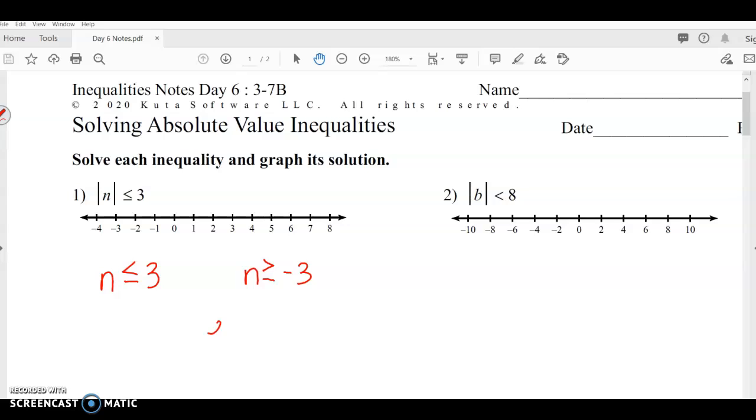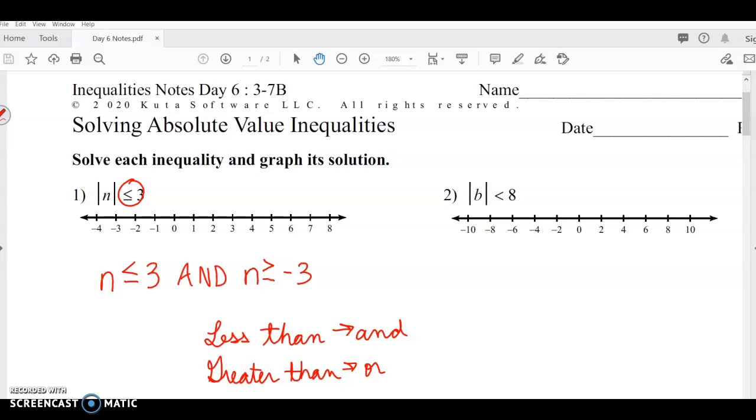So there's a little thing. If it is a less than, you are going to make it an and. And if it's a greater than, then you make it an or. So you'll hear me say over and over again, less than and, greater than or. This is a less than, so this would be an and.